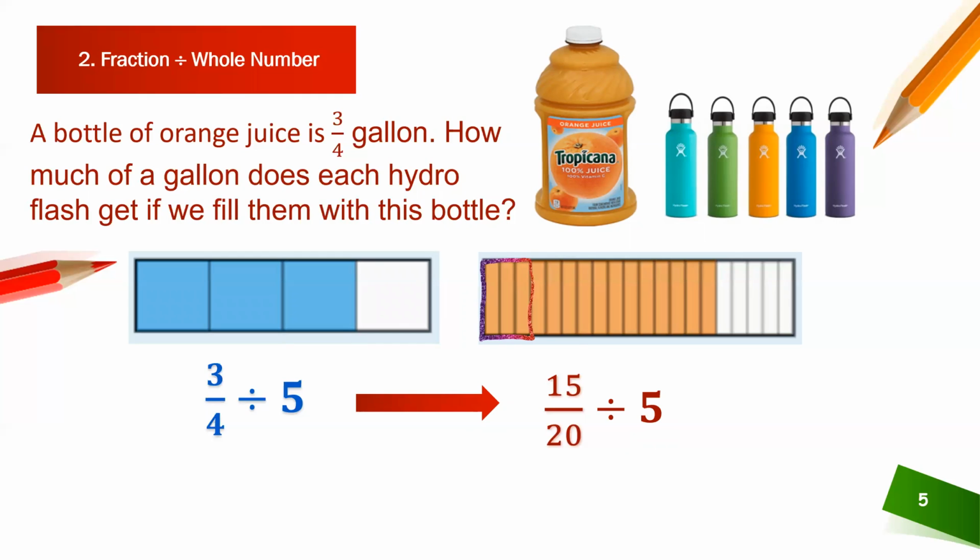And so then 1 group, 2, 3, 4, 5. 5 equal groups, right? So as you can see right there, each one of those groups contains 3/20 of the whole entire bar. So then 15/20, okay, 15/20 divided by 5 is 3/20. Let's say that out loud again. 15/20 divided by 5 is 3/20.